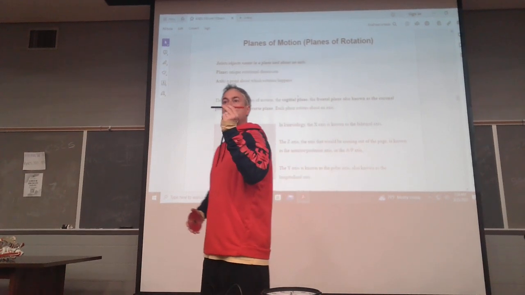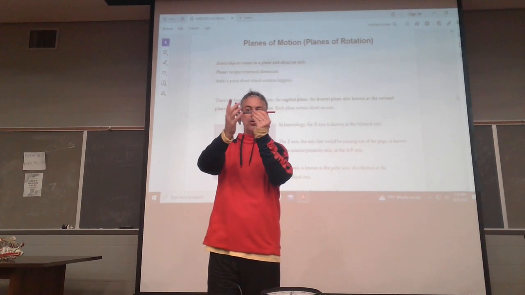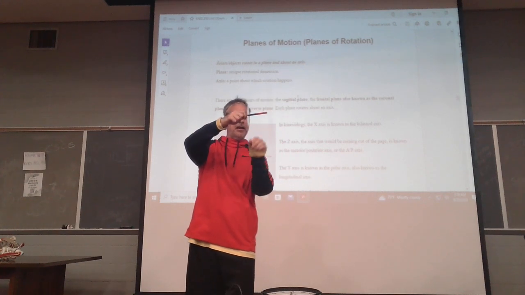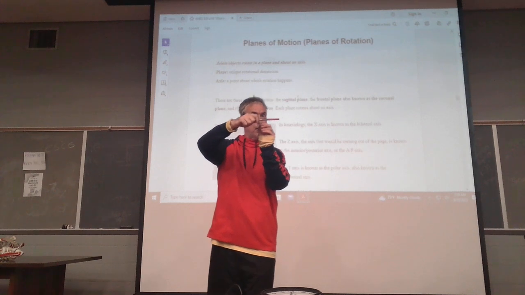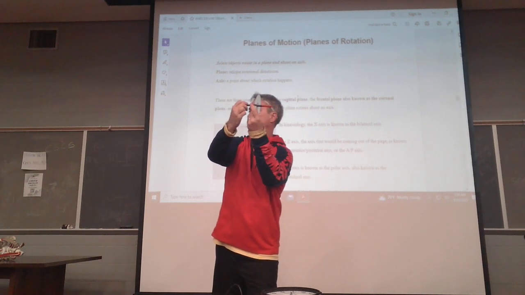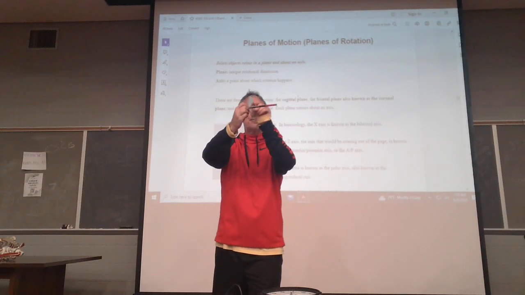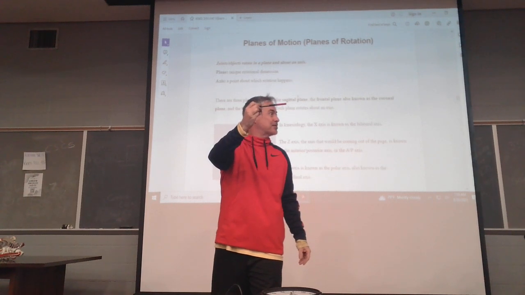Now, objects rotate about an axis. So how would any object rotate about a bilateral axis? It would rotate this way. I'm going to give it a name. But note, it can't spin like this, and it can't spin like that. It has to spin perpendicular to that axis. It has to.